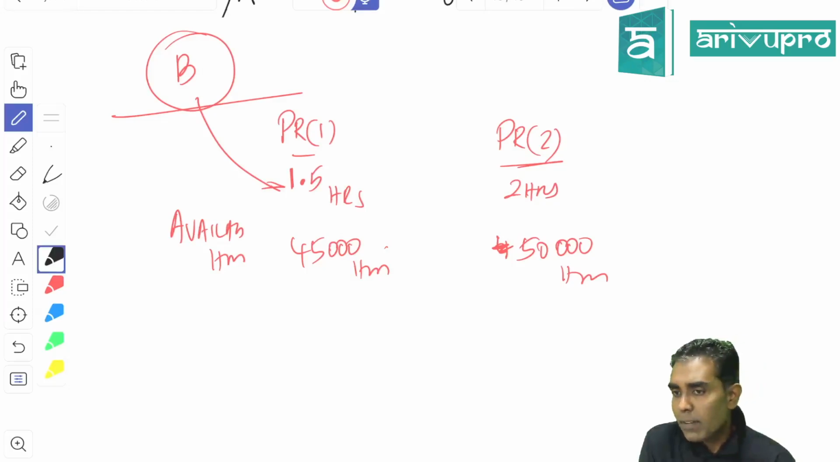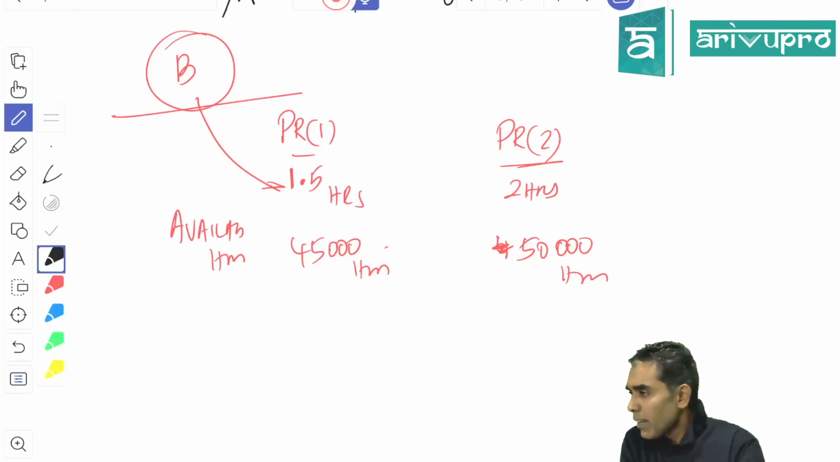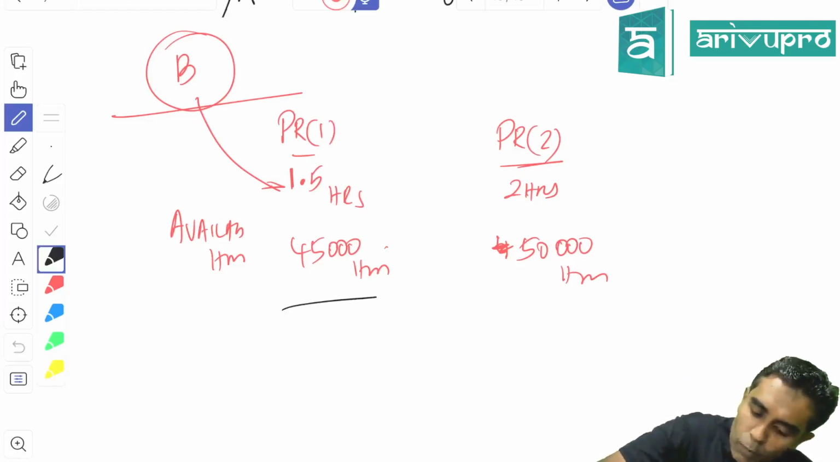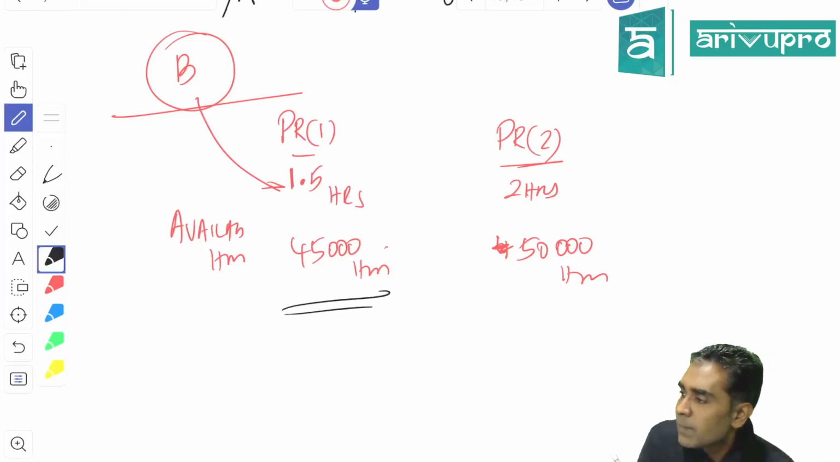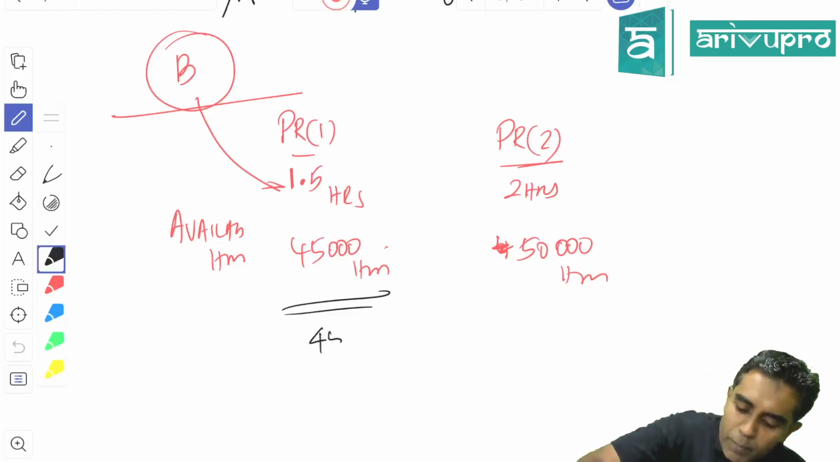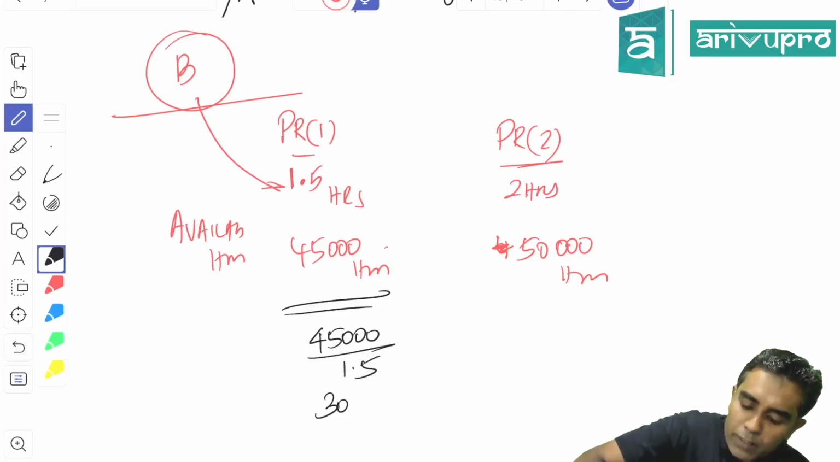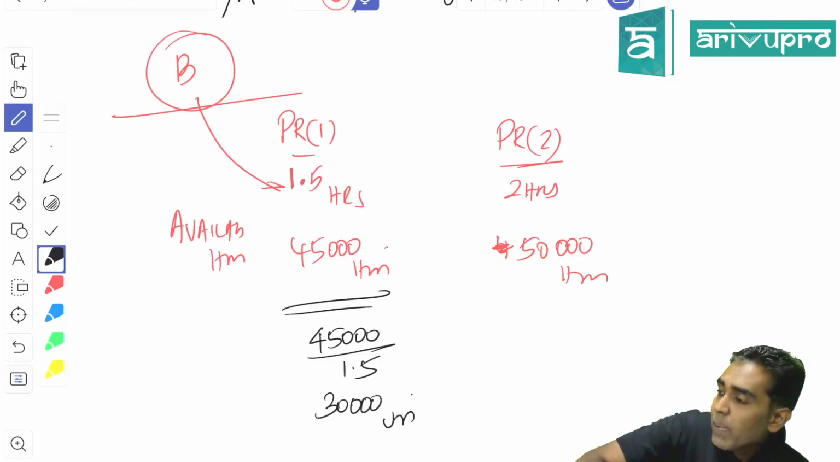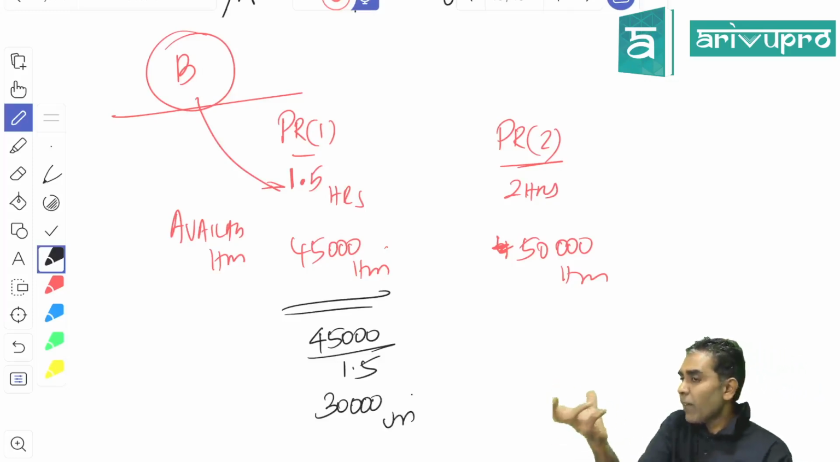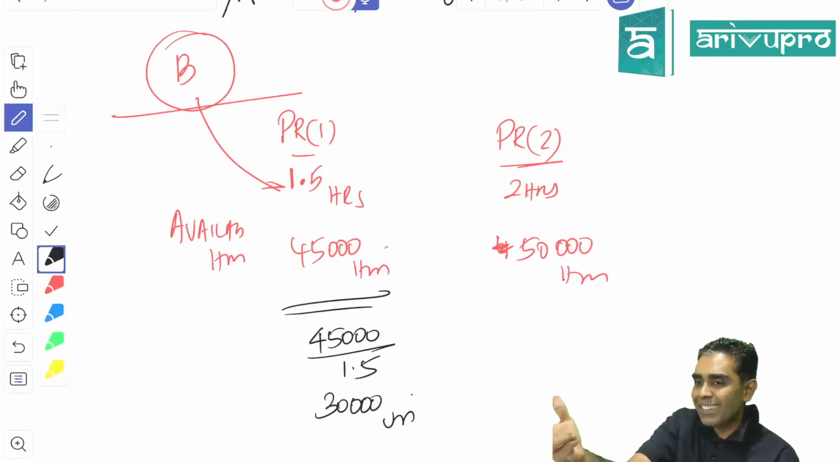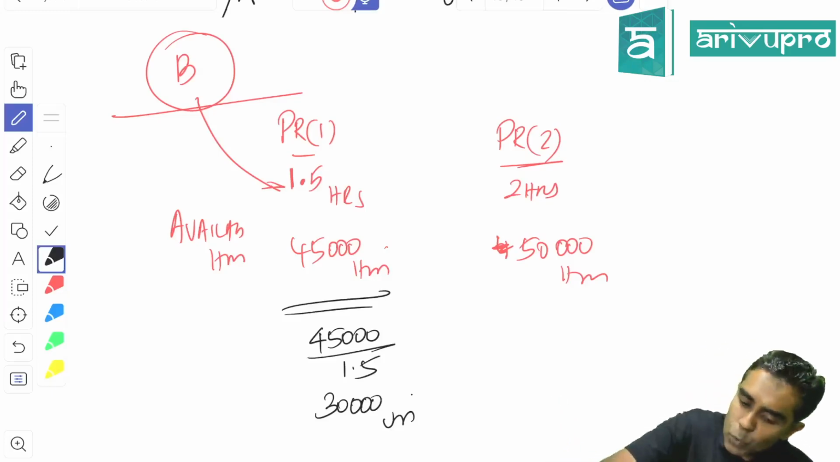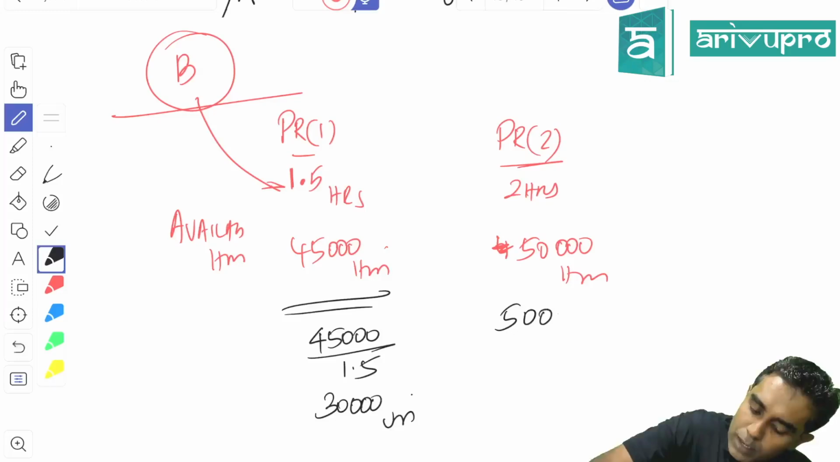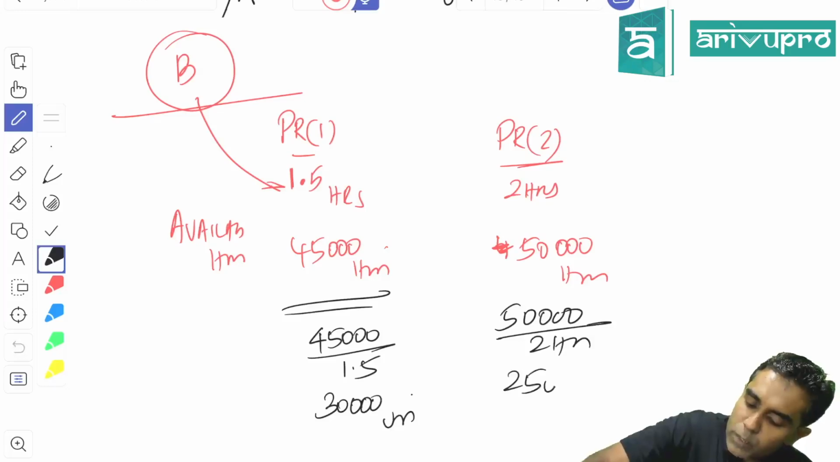Now you tell me, when it comes to process 1, how many units can you make? 45,000 divided by 1.5 hours, you can make 30,000 units. Agree with me? Based on the available resources in process 1, you can make 30,000 units. When it comes to process 2, 50,000 hours, each unit will require 2 hours. Therefore, you can make 25,000 units.